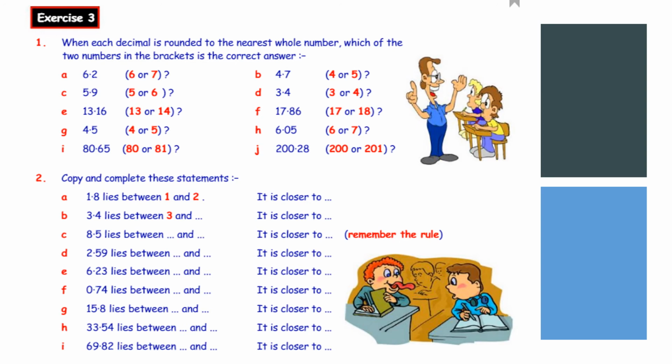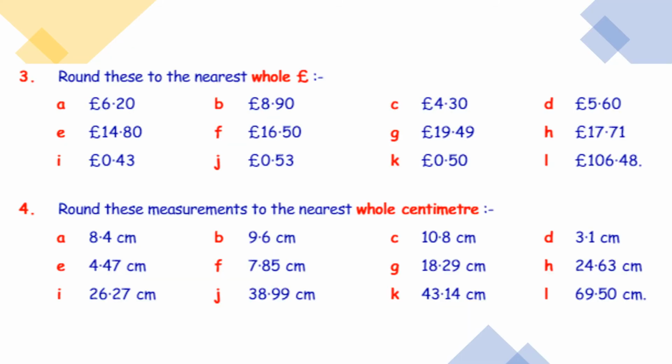Number 2, you've got a bit more writing to do, but it's basically the same exercise. 1.8 lies between 1 and 2. It is closer to 2. And then the last one, 69.82 lies between 69 and something, and it is closer to, okay. So those two are quite straightforward.